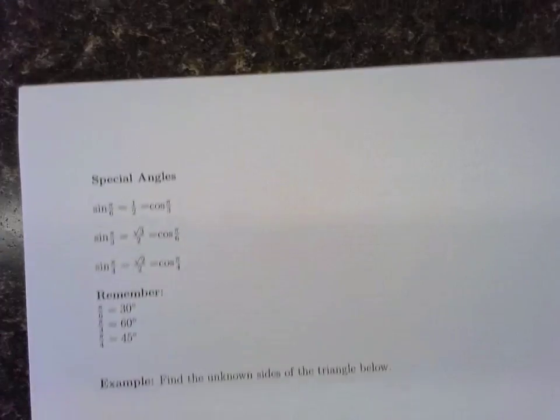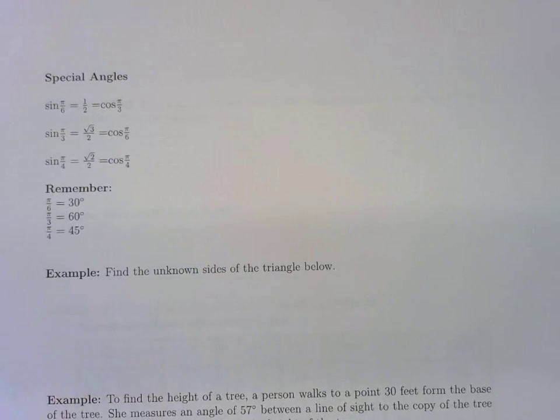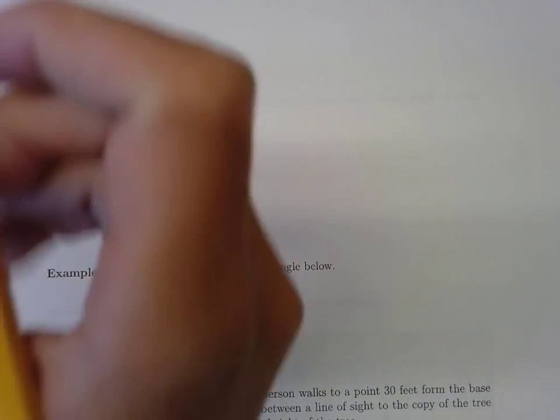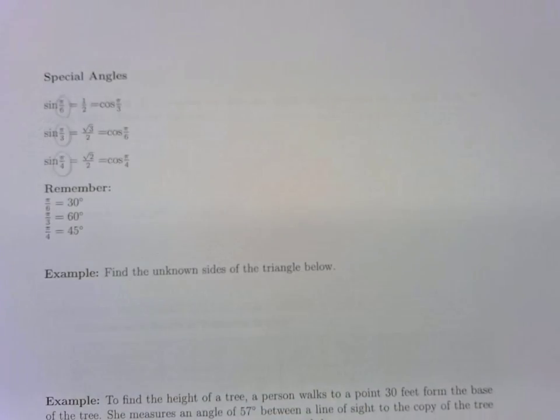Moving on to page 13. We've got some special angles here. So far we've just been using angle alpha, angle t. We don't know what the angles are, but now we're going to do some very specific angles. So we have special angles, pi over 6, pi over 3, pi over 4.